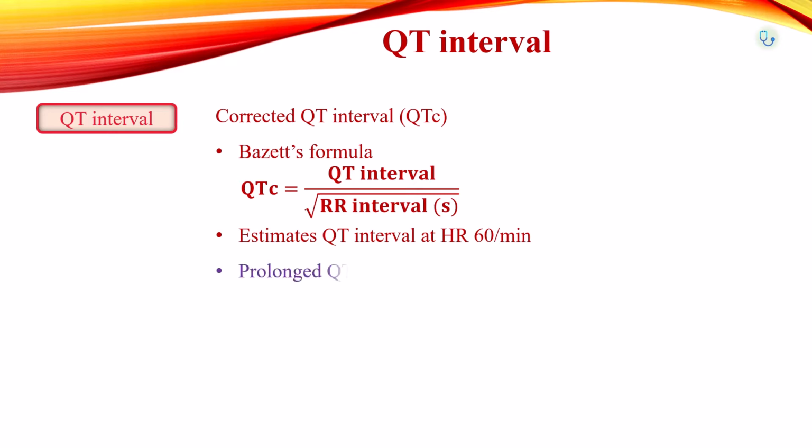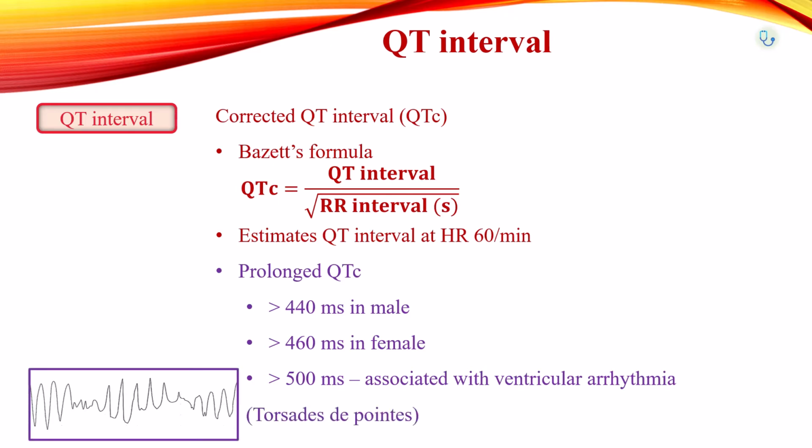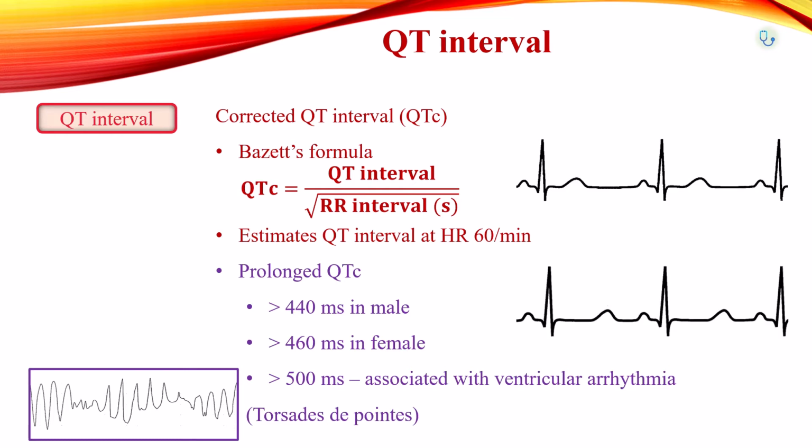QTc is considered prolonged if greater than 440 milliseconds in males, and 460 milliseconds in females. An abnormally prolonged QTc, more than 500 milliseconds, is associated with an increased risk of ventricular arrhythmias, especially torsades de pointes. A quick way to distinguish a prolonged QT interval is to examine where T wave ends, between the R to R interval. If the T wave ends past the halfway point of the RR interval, QTc is prolonged.